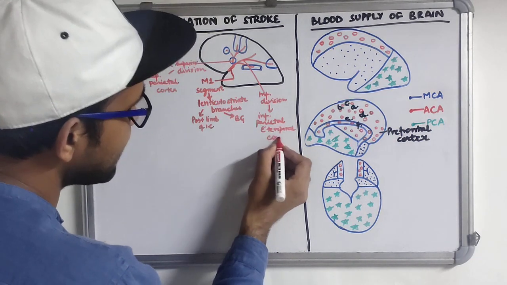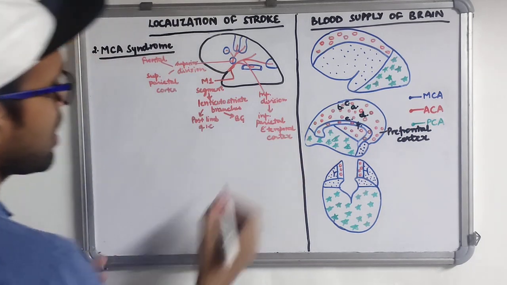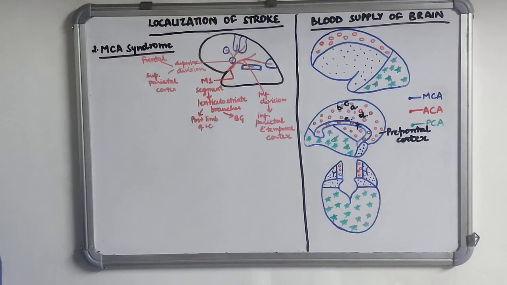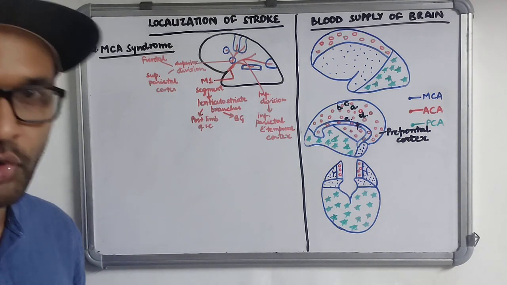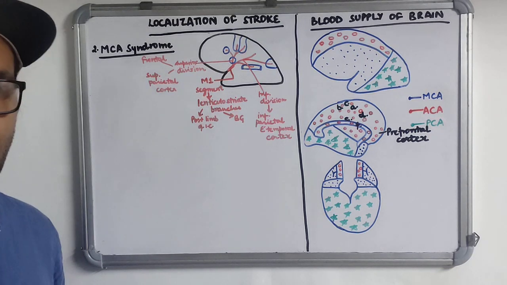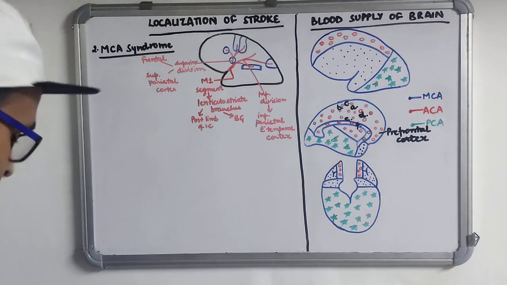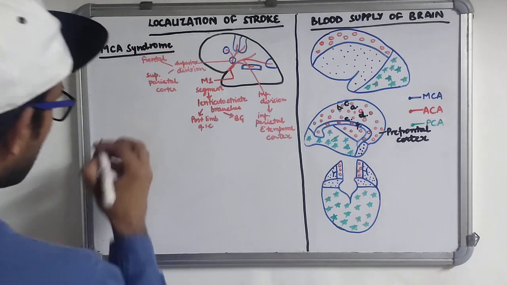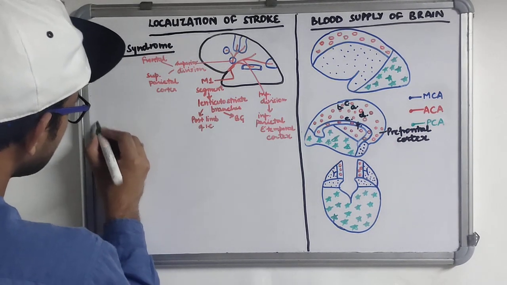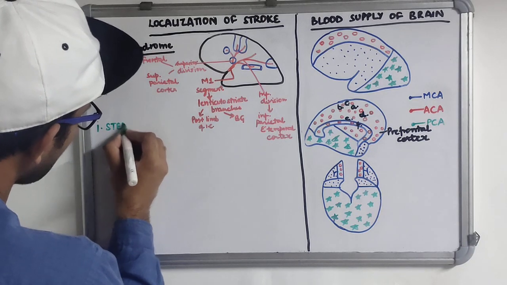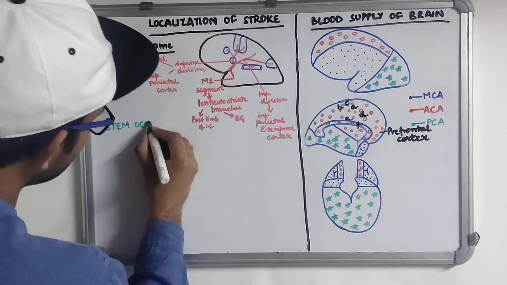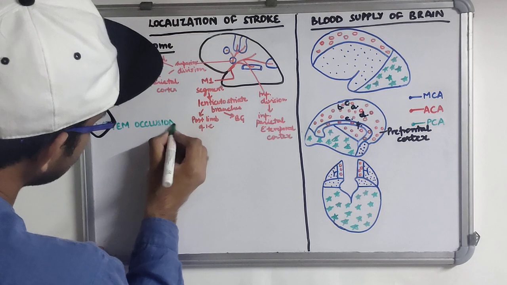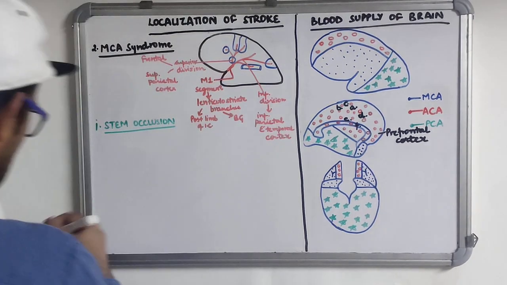Now we'll discuss the implications of these divisions of the MCA. What if the main stem of the middle cerebral artery is occluded? That means there is occlusion of the middle cerebral artery at its origin. So the first possibility is stem occlusion, or M1 segment occlusion.